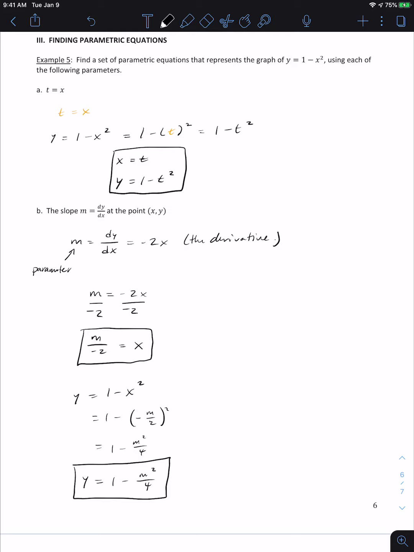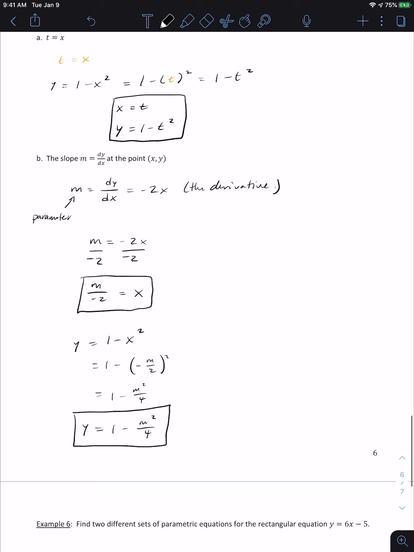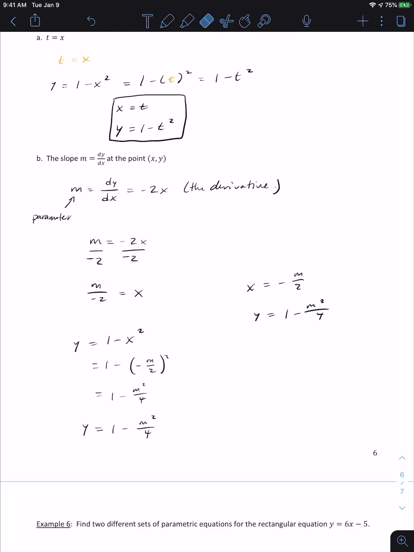And again, the only difference between drawing it with these parametric equations or these parametric equations would be just maybe the speed of it, right? So I guess maybe I should write x equals negative m over 2, y equals 1 minus m squared over 4, just so it matches.